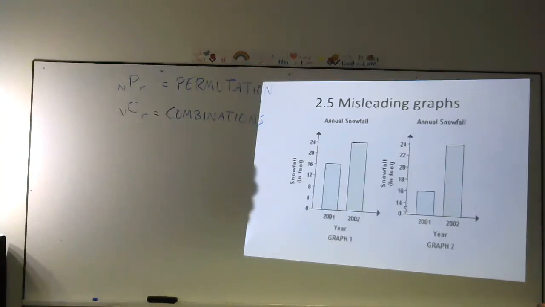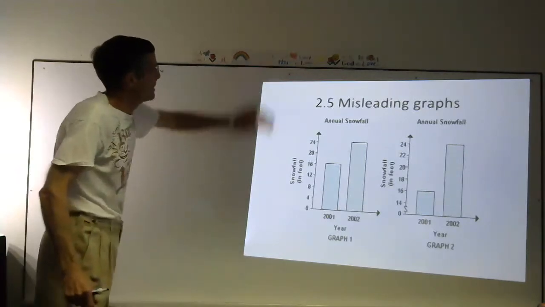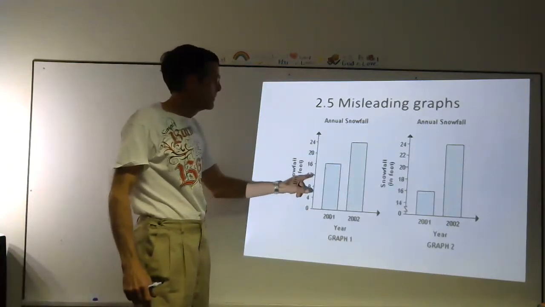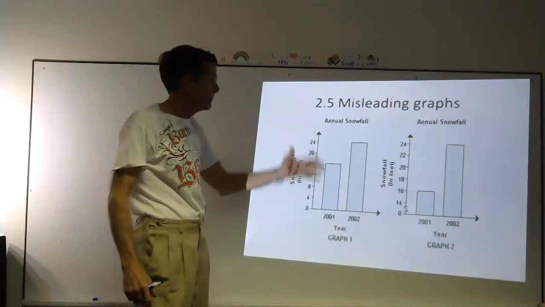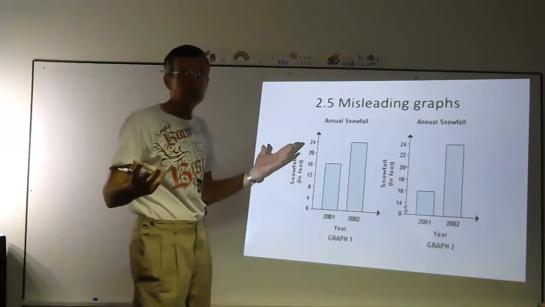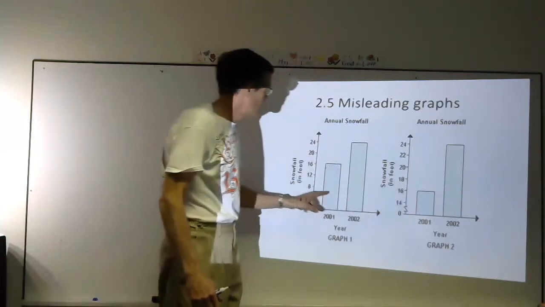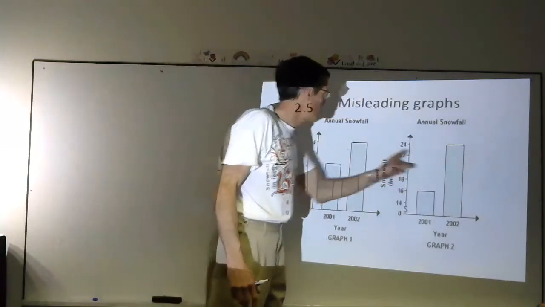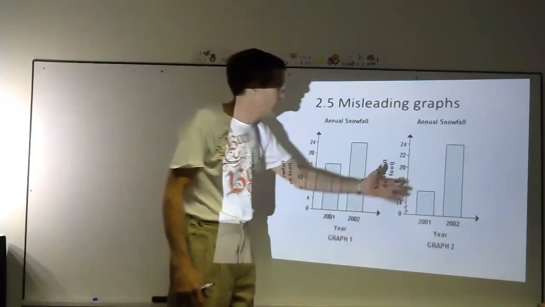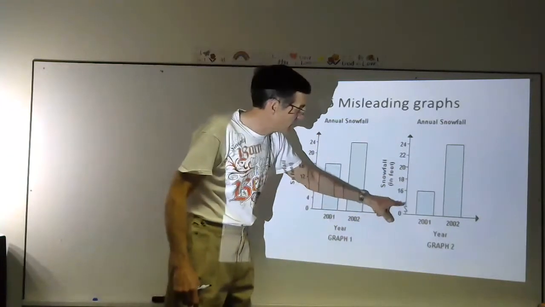Okay, misleading graphs. Let's talk about them. This is a big deal. Notice here on the y-axis how we go 0, 4, 8, 12, 16, a difference of 4 each time. Perfectly done. Snowfall from 2001 to 2002, right? Looks good. But this is the same data. In 2001, it's 16. In 2002, it's 24. Same data, but it looks so much worse. It looks like 2002 is horribly, horribly ahead in snowfall, and it's because of the scale.